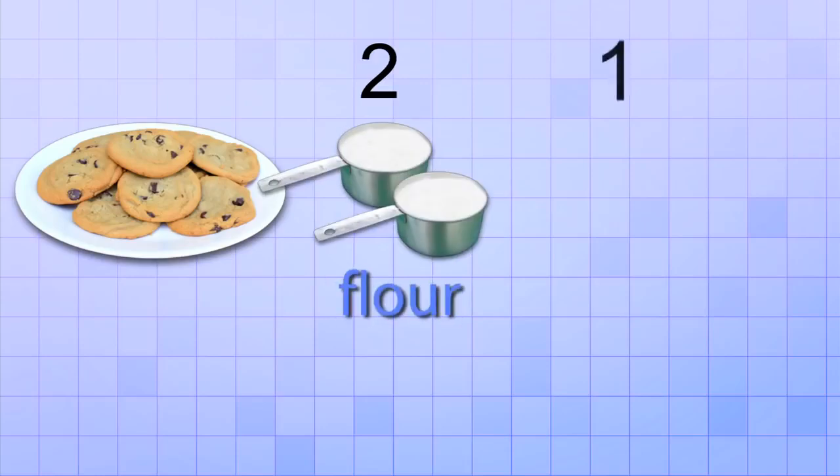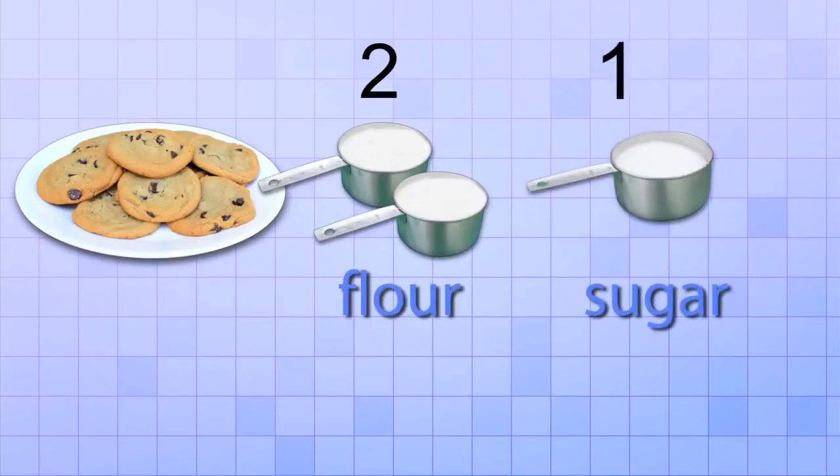Or, have you ever helped someone bake cookies? The recipe might tell you that for every 2 cups of flour, you need 1 cup of sugar. That means that the ratio of flour to sugar is 2 to 1.